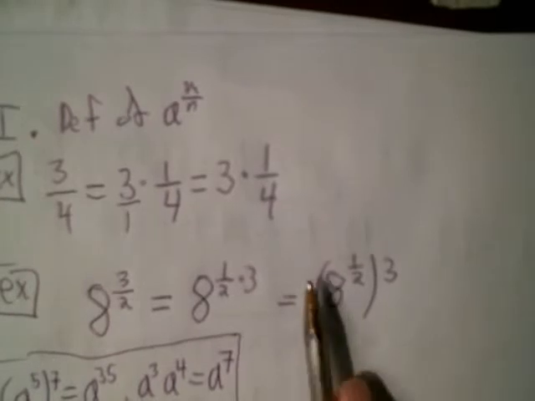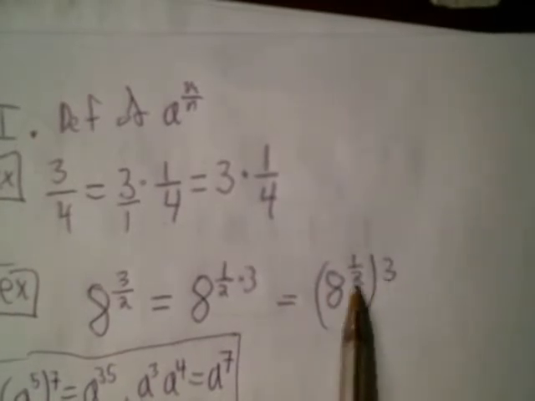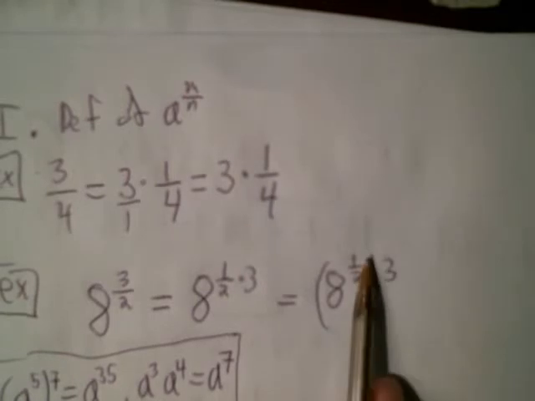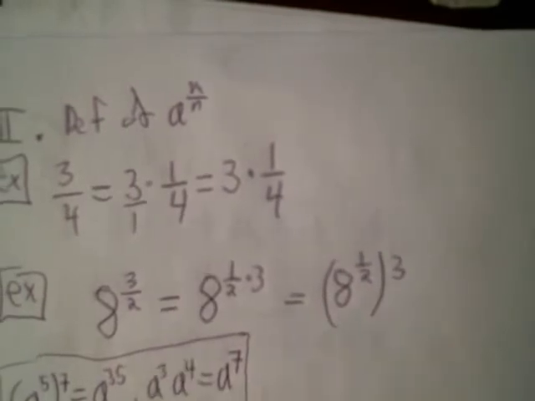Finally, I can rewrite it using our rules of exponents as 8 to the 1/2, in parentheses, to the 3rd, because if you re-multiplied these exponents, you would get 3 over 1 times 1 over 2, which would be 3 times 1, which is 3, and then 1 times 2, which is 2. You get back to where you started.